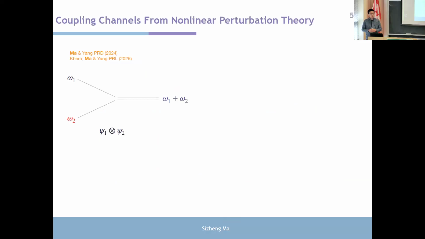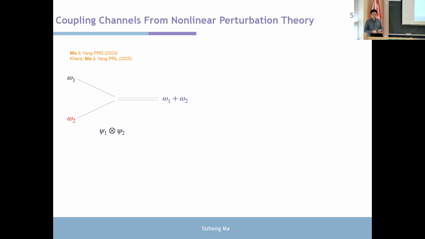By using black hole second-order perturbation theory, we found that a single quadratic quasi-normal mode can be sourced by multiple channels. This diagram shows the simplest one. Imagine we have two linear parent modes, omega 1 and omega 2. Their coupling can lead to this summed frequency, omega 1 plus omega 2. But this is not the end of the story. There are a few other channels which are more subtle.